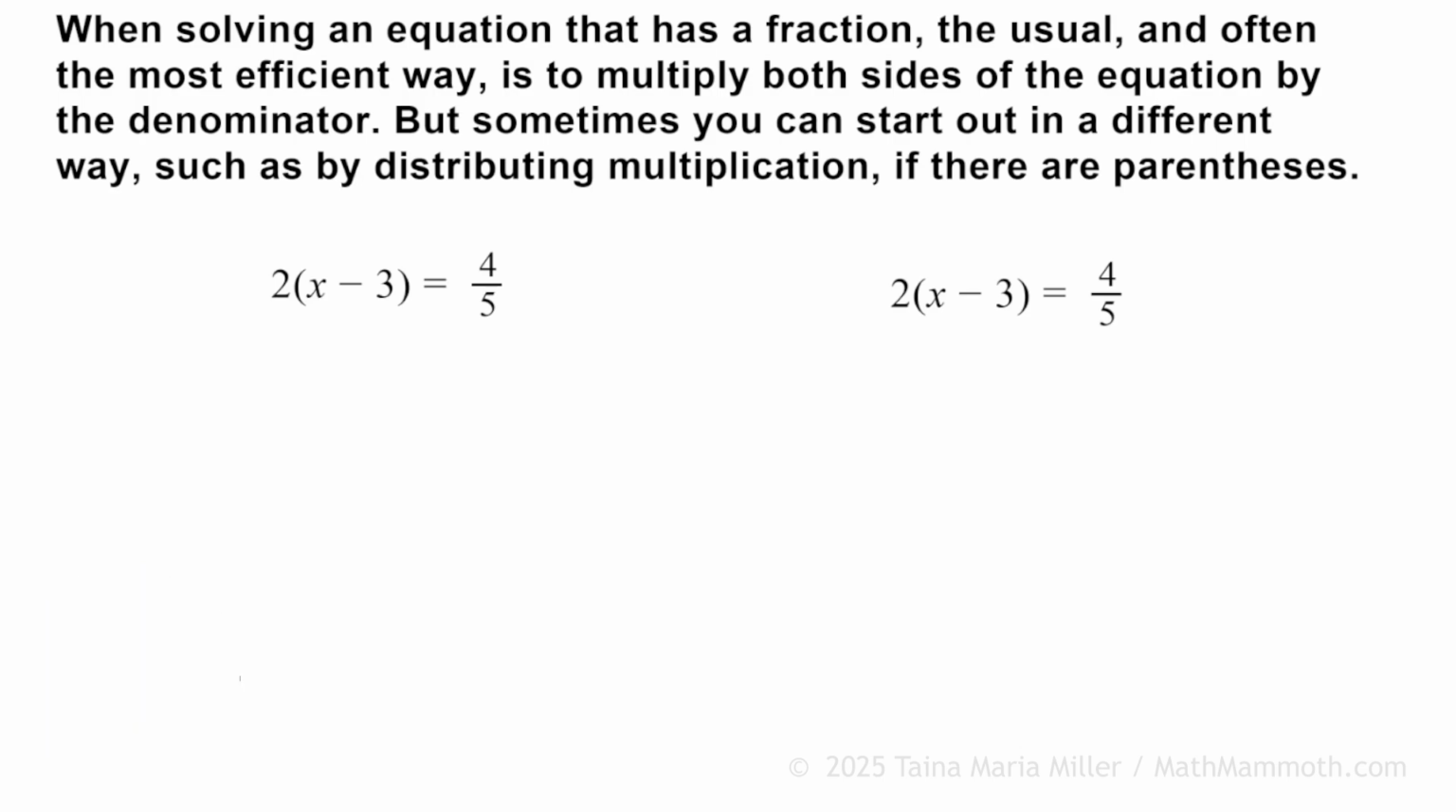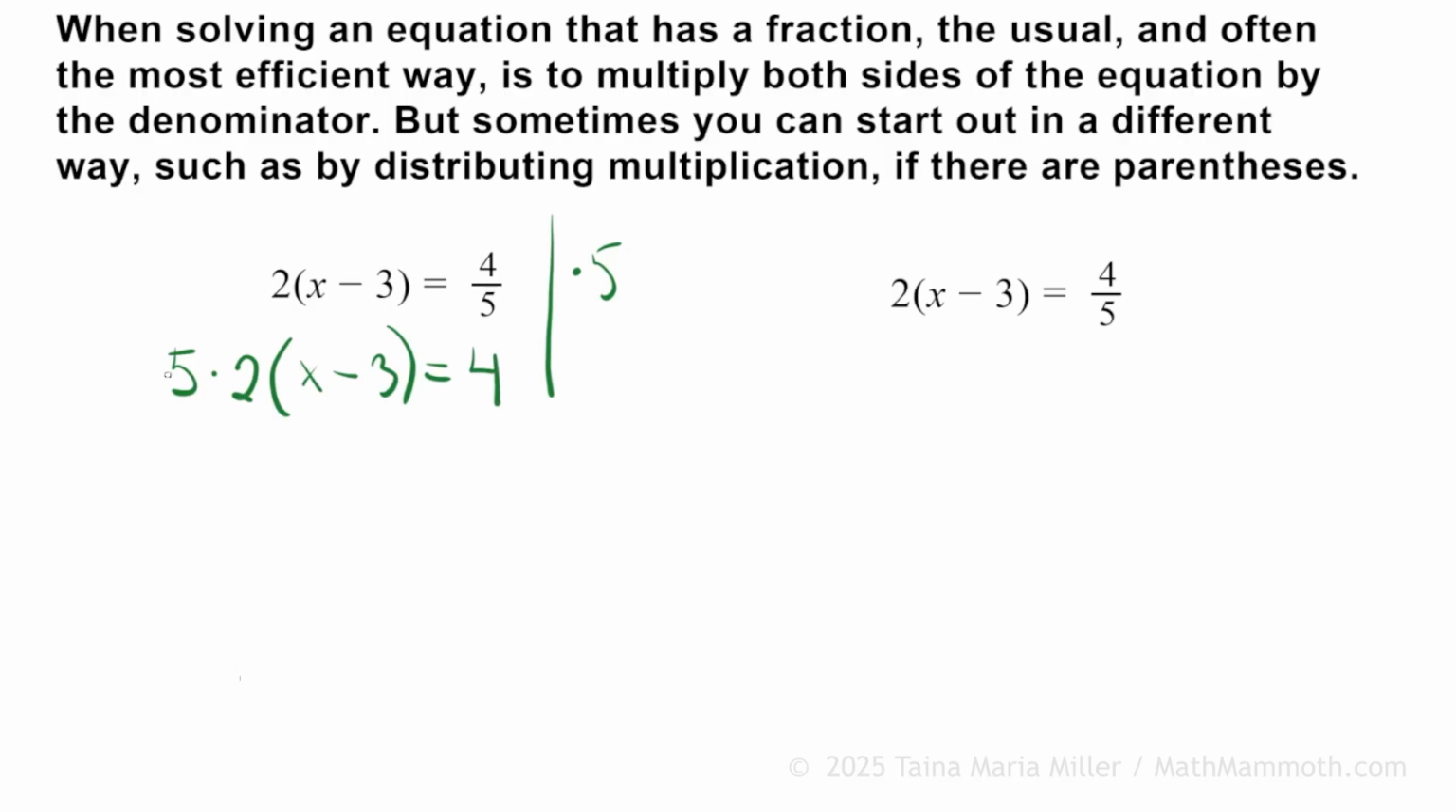So let's try that. I have this same equation here twice, so let's solve it twice using two different ways. 2 times the quantity x minus 3 equals 4/5. There's a fraction, so I could start out by multiplying both sides by 5, the denominator. What do I get? 5 times 2 times x minus 3 equals 5 times 4/5, which is just 4. See, we got rid of the denominator now.